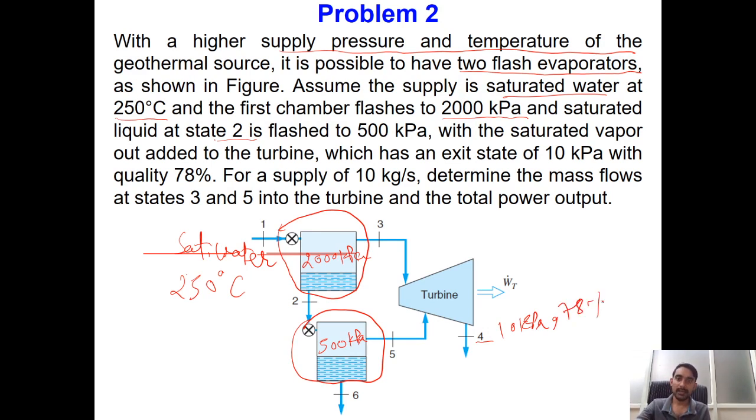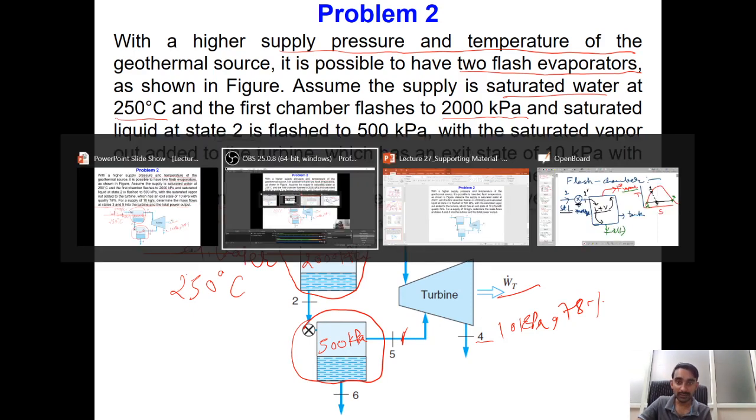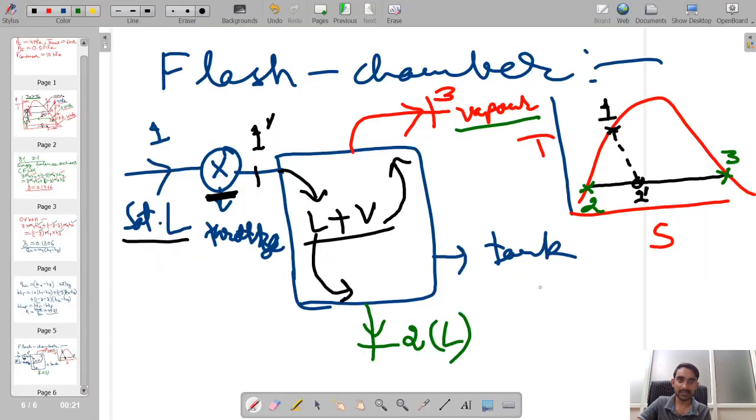The quality is 78%. Now, if the total supply given at the entry is 10 kg per second, we have to determine the mass flow rate at states 3 and 5, and also the turbine's total power output. So what is the power produced by the turbine? Let us first see the TS plot of the same.